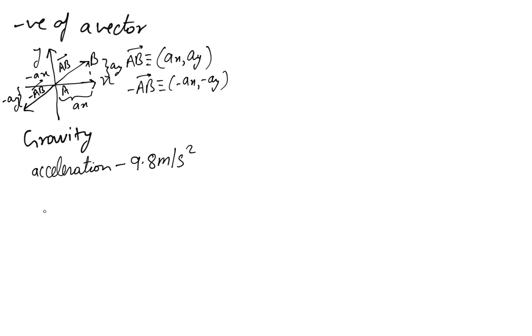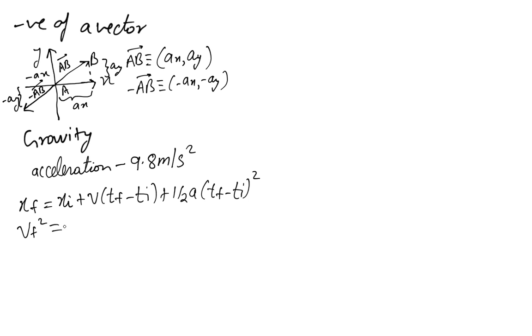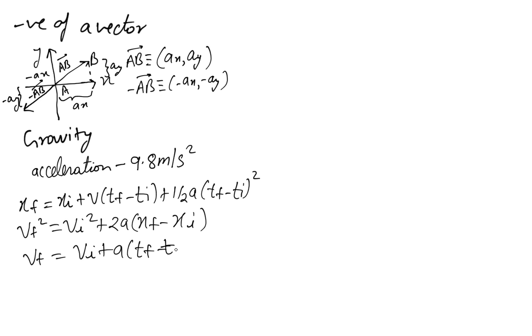And there's one more thing, the equations we talked about in the previous lecture, which were xf equals xi plus v (tf minus ti) plus half a (tf minus ti) squared, vf squared equals vi squared plus 2a (xf minus xi), and the third formula was vf equals vi plus a (tf minus ti).